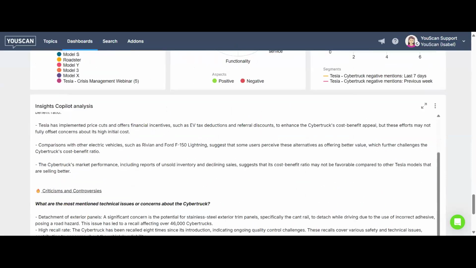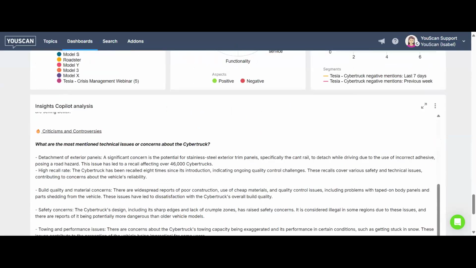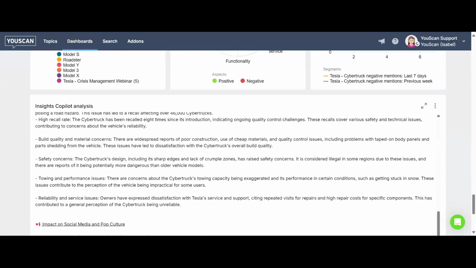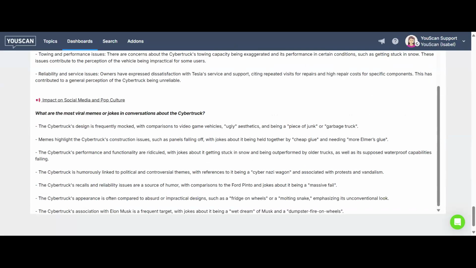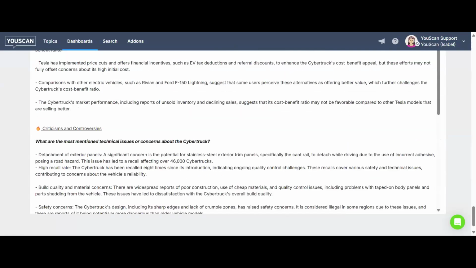And also I can add my Insights Copilot analysis here. So my most viral memes or jokes in conversations about the Cybertruck is also in my report.